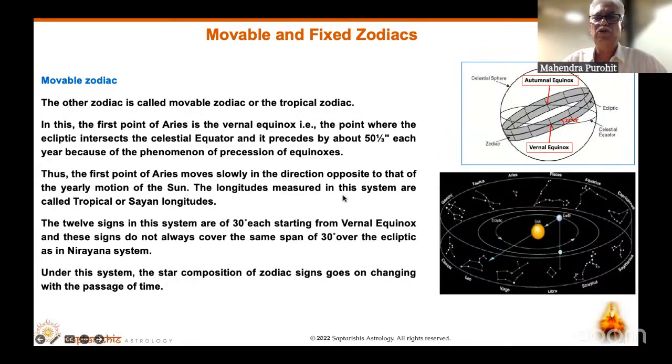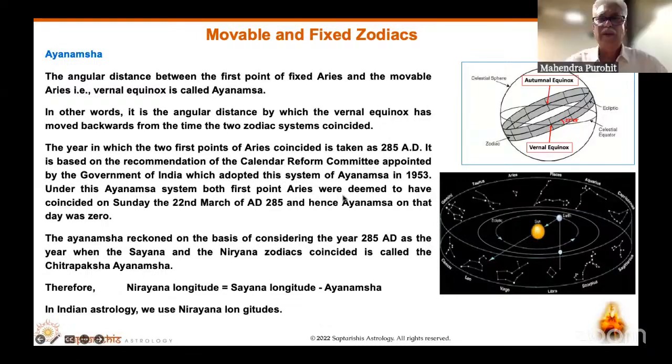And we use the Nirayana system of astrology. The difference between the vernal equinox, the starting point of the sayana sign system, and the start of the Aries sign as per our Nirayana system, this difference is called ayanamsha. This is very important, because if you want to convert the Sayana system into Nirayana, we need to know the value of this ayanamsha, because every year it keeps changing.